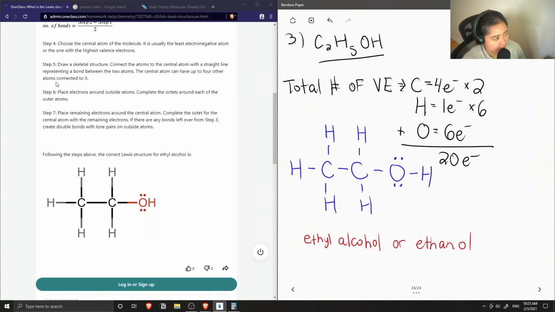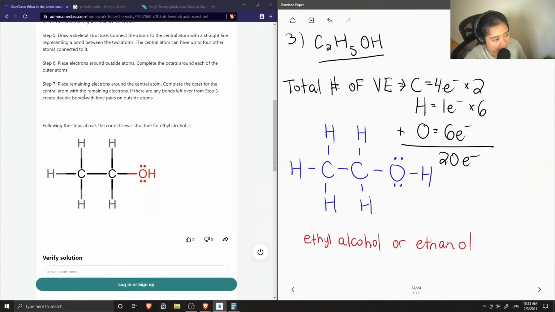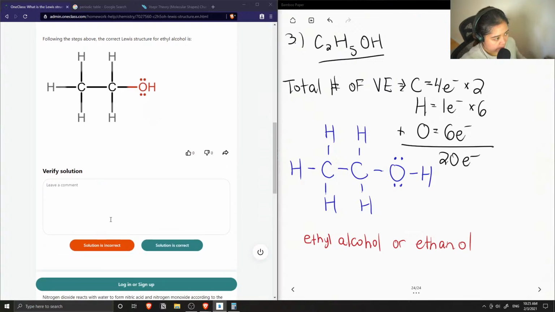Step 5 is to draw a skeletal structure. And step 6 is to place electrons around the outside atoms. And step 7 is to place any remaining electrons around the central atom. Okay, so they got the correct Lewis structure. So this solution is correct.